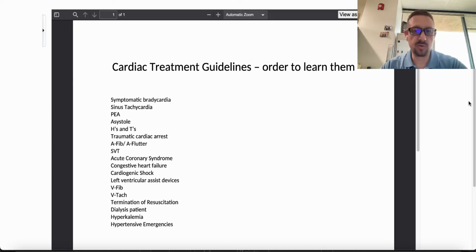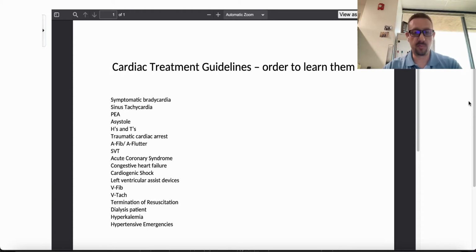So this is not the order of the cardiac treatment guidelines table of contents that I'd like you to go through. This is the order that you need to start memorizing. And I would start memorizing things like symptomatic bradycardia, sinus tach, and PEA early this week if you can. It does include drugs in it. It includes drug dosages and so on. What's absent, though, is all the background information on how these drugs work.